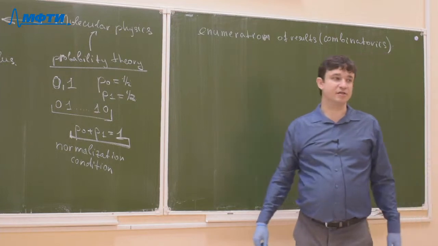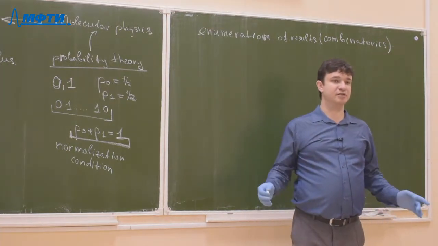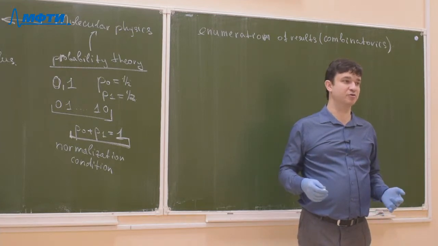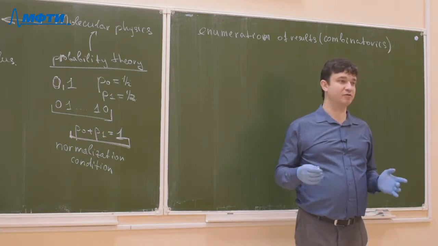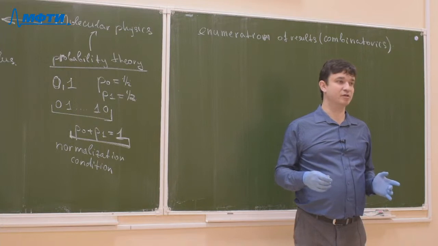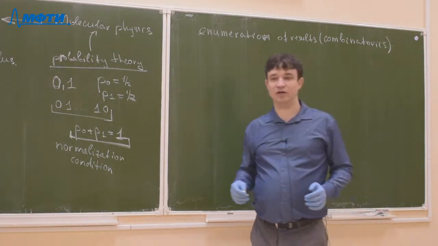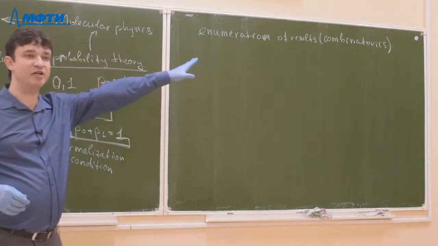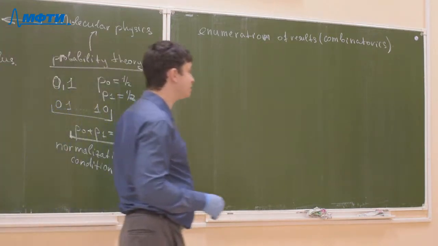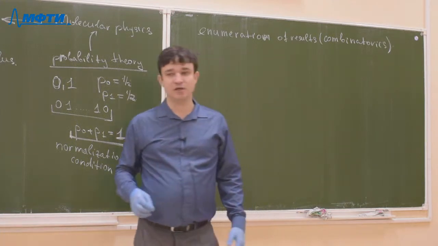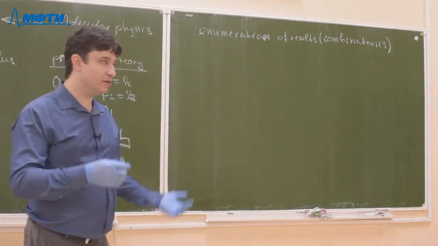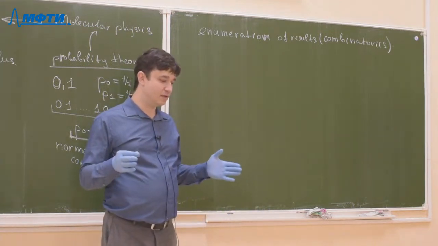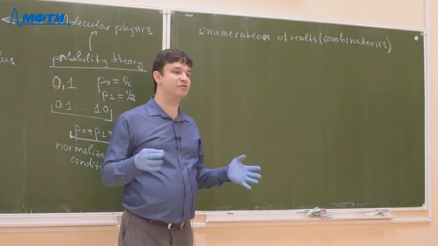I guess you have studied the basics of combinatorics at school. Please answer me. Have you studied them or not? No, you haven't. So before I start dealing with probabilities, I'll give some brief introduction into combinatorics. So combinatorics answers the question how many results or how many systems satisfy some kind of criteria.